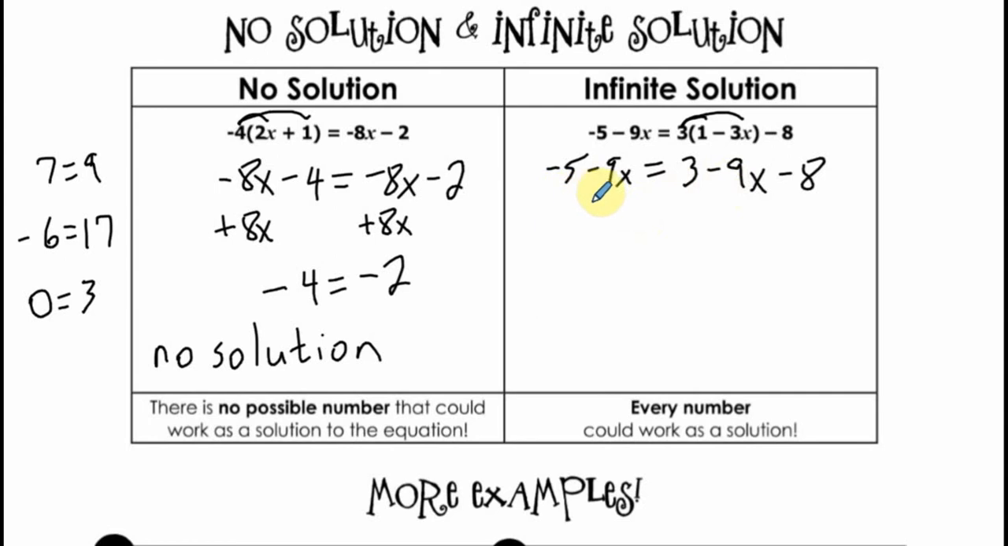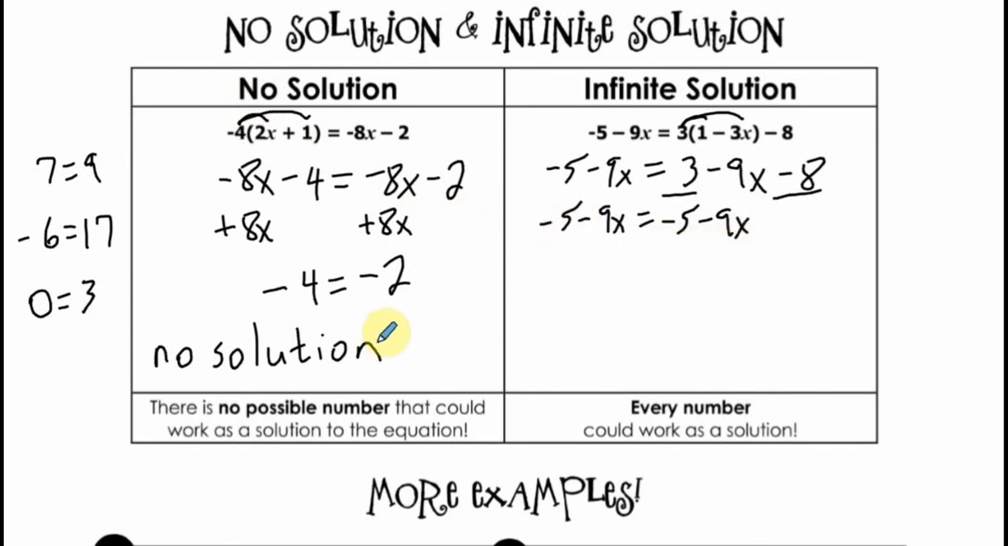All right, so left side, I don't see any like terms. Remember, step 2 is combine like terms. Right side, I see some like terms. So left side, we're going to leave that alone. On the right side, I see a 3 and a minus 8. 3 minus 8 is negative 5. So negative 5, bring down the minus 9x. All right. So now we have negative 5 minus 9x equals negative 5 minus 9x.